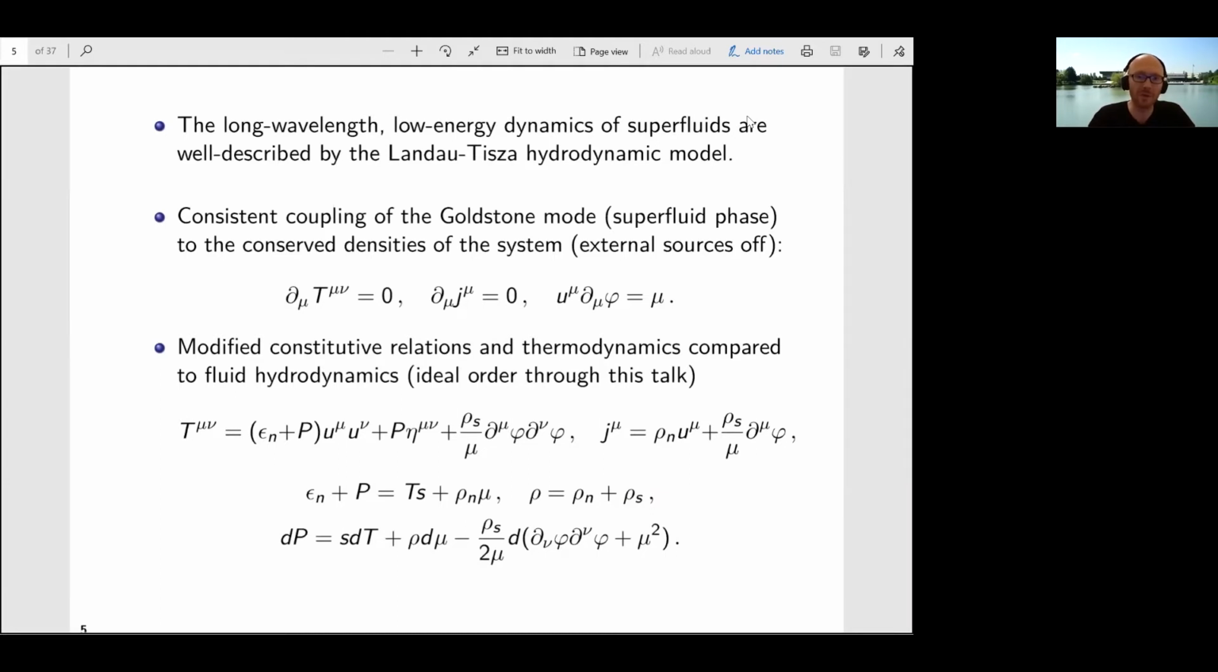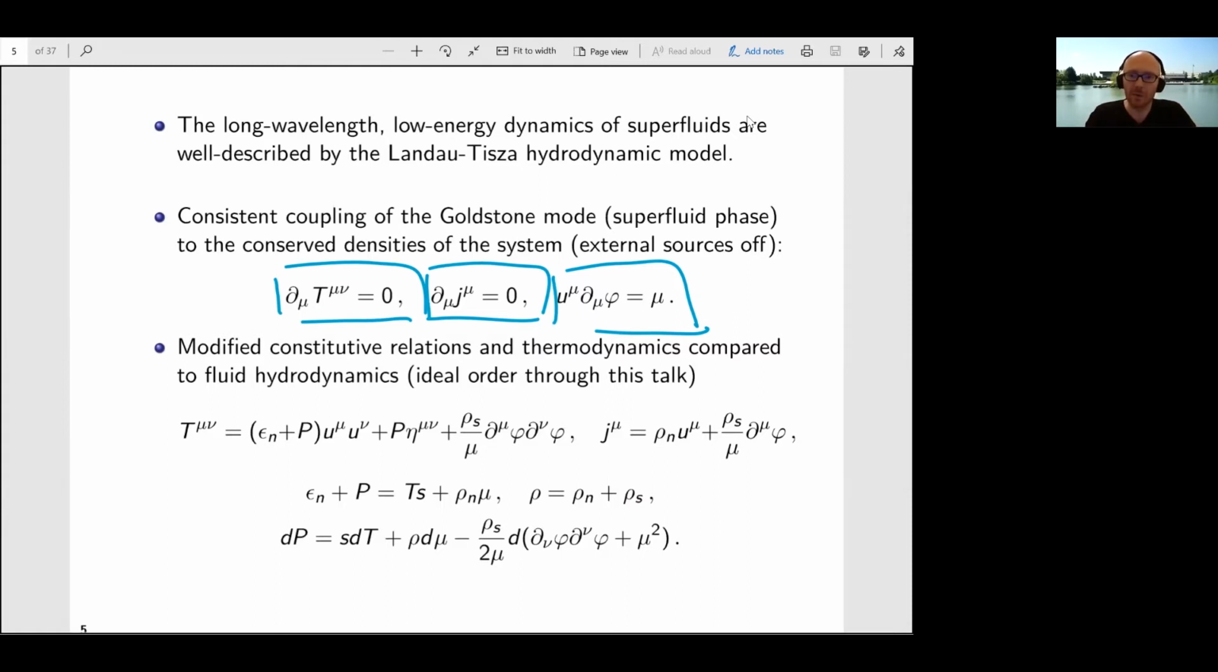So all we need to do is consider the equations of fluid hydrodynamics, which are the conservation equation for the stress tensor, the conservation equation for the current. And then to this, we should add an equation that governs the dynamics of the Goldstone, which is this one, the so-called Josephson equation. And for relativistic superfluids, this is simply written as the contraction of u^μ, the fluid velocity, with ∂_ν φ, so the derivative of the Goldstone. And this is set equal to the chemical potential.